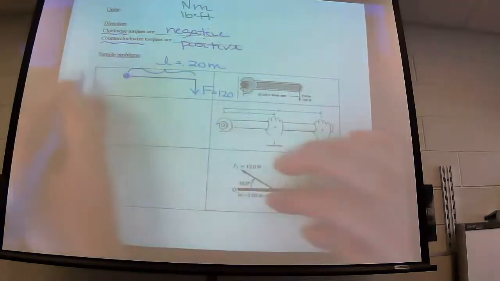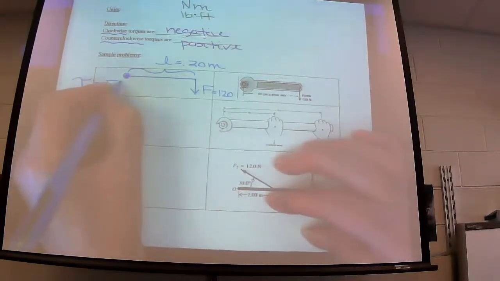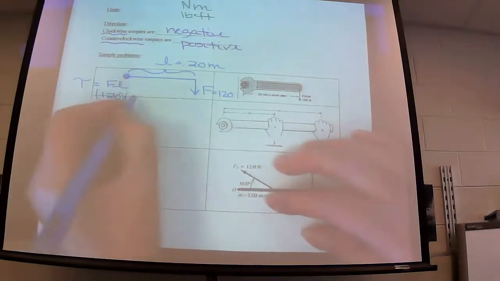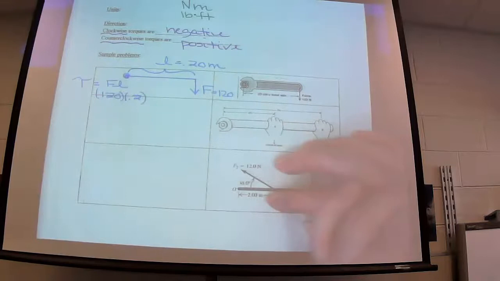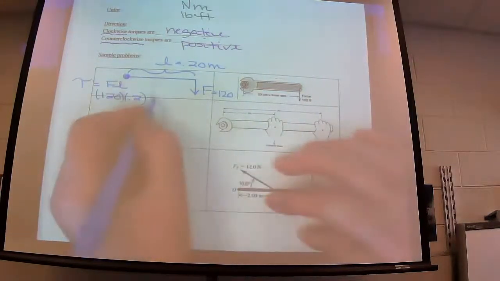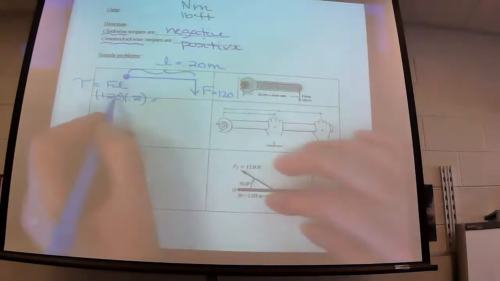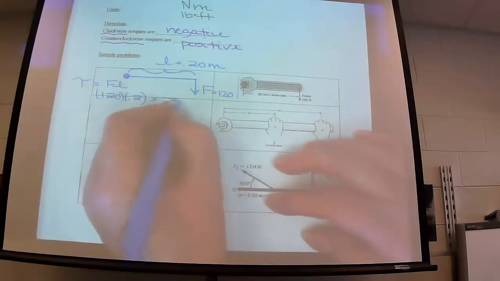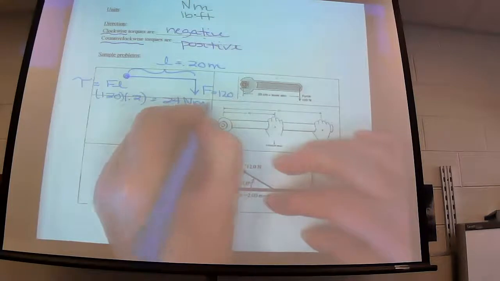And then I'm just going to number crunch. The torque would be F times L. So that's going to be 120 times 0.2. And that answer would be 24, I think. 24 Newton meters. All right.